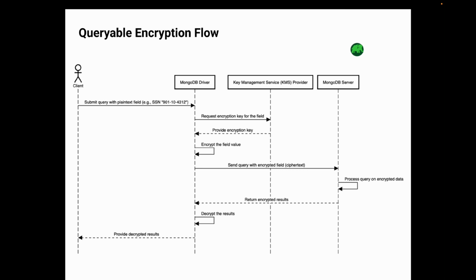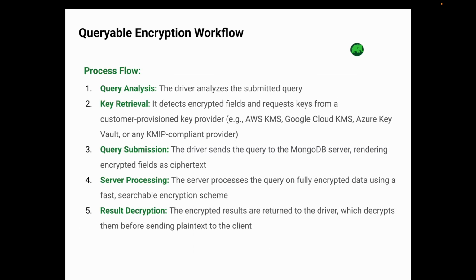Now, the client gets the correct SSN plain text, while MongoDB itself never sees the plain text value. Let's start with the queryable encryption workflow, which follows a 5-step process. Step 1. Query analysis. When a client submits a query, the driver analyzes it to check for encrypted fields. Step 2. Key retrieval. If encrypted fields are detected, the driver requests encryption keys from a customer provisioned key provider like AWS KMS, Google Cloud KMS, Azure Key Vault, or any KMIP compliant provider.